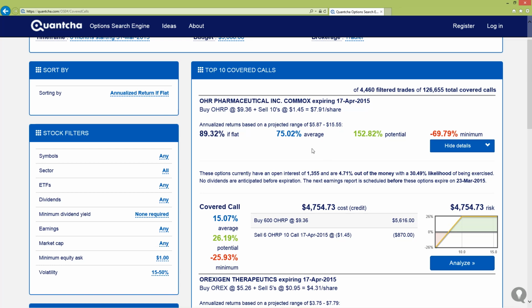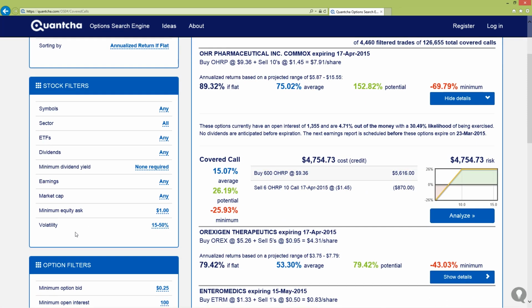But let's say you have a different approach and you perhaps want to start to get into some of these filters. By default, for the stock filters, there's only a couple of filters that are put in place. The first one is the minimum equity ask of $1. The underlying volatility of 15 to 50% is the range, rather.